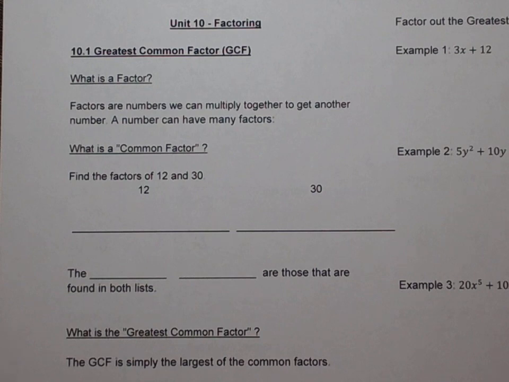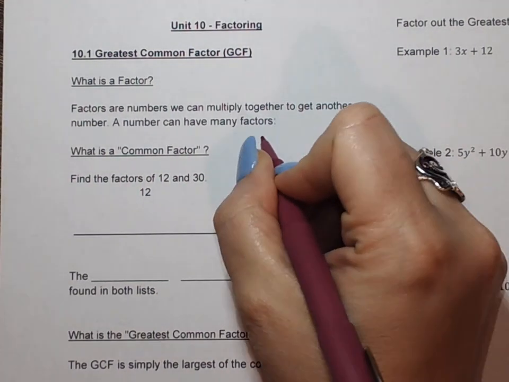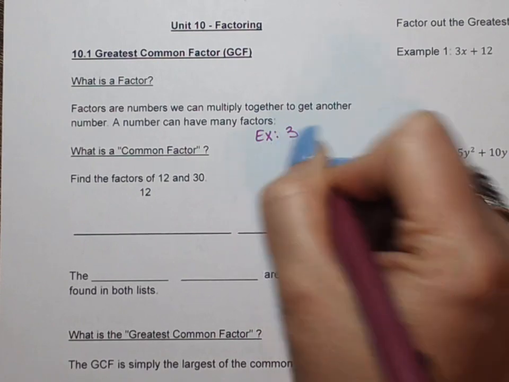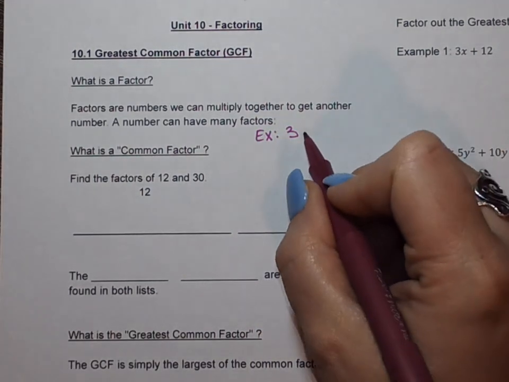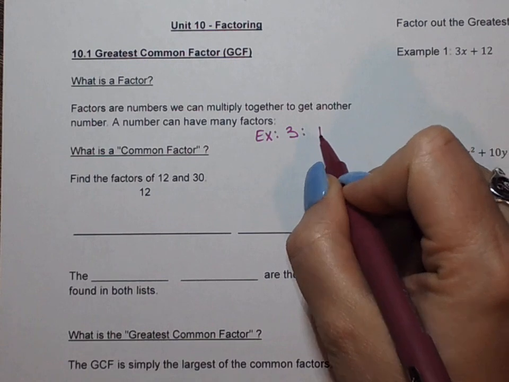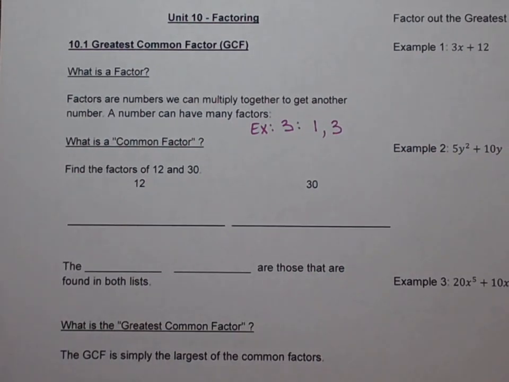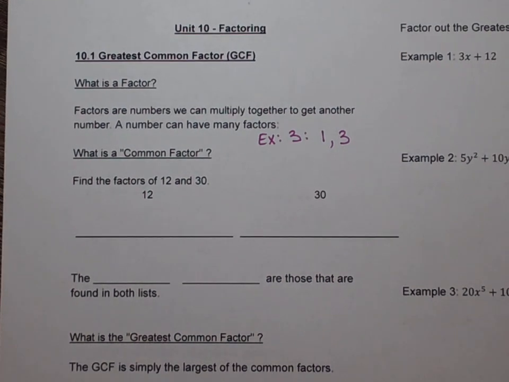A number can have many factors, like you'll see in some of our examples, or it could just have a couple of factors. So for example, the number 3. Its factors are only 1 and 3, because 1 and 3 are the only two numbers that we can multiply together to get the number 3. Alright, so now that we know what a factor is, let's talk about a common factor.